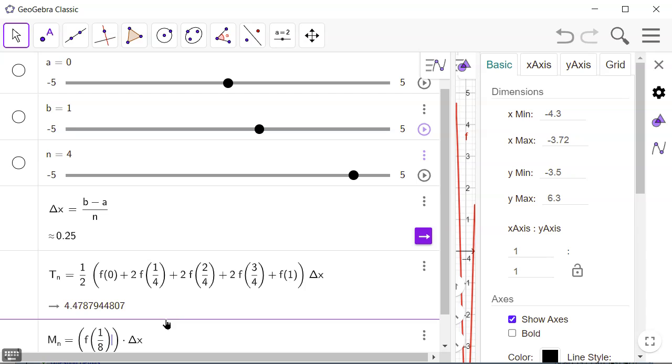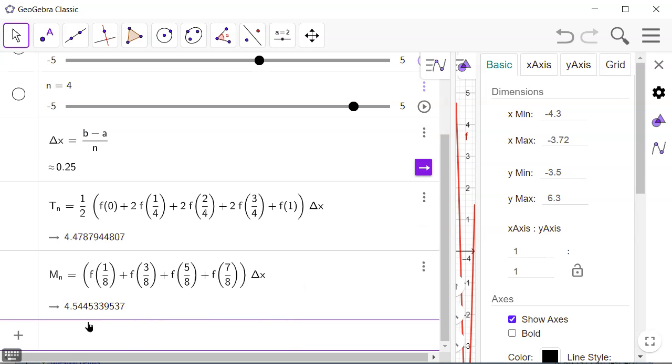The next one is going to be f of, you have to add 2/8 every time, so it's going to be 3/8 next, and then f of 5/8 is the third one. F of 7/8 is the last one. So this is the midpoint rule. I'm going to hit enter.